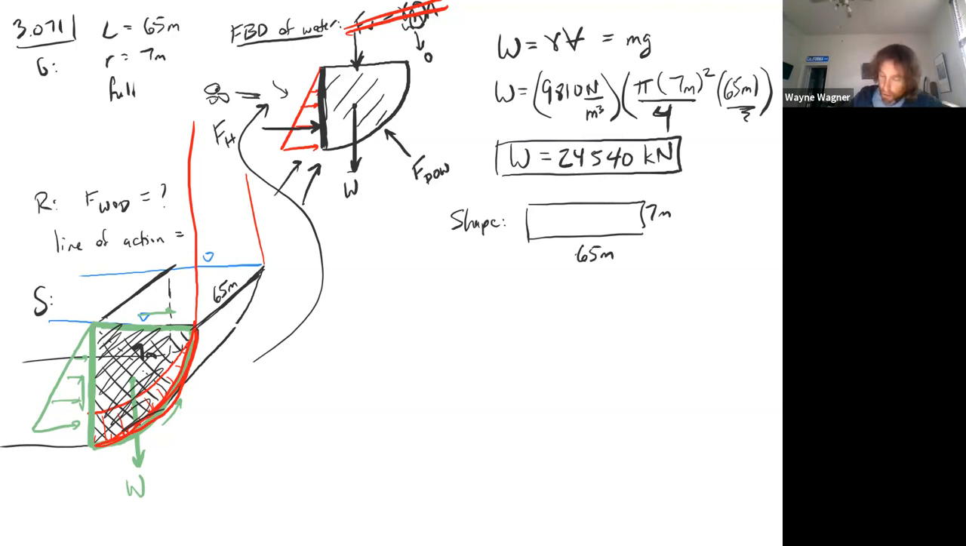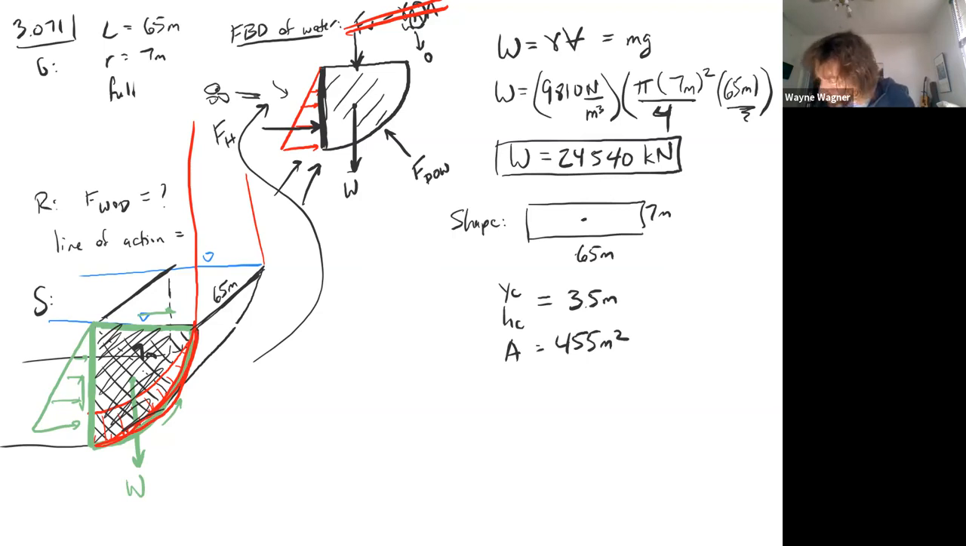I'm not going to blast through this, because the YC and the HC are the same thing. I'm just going to do that once. That's halfway down, so that's 3.5 meters. The area is just 7 times 65. What's that, 455? I'll go ahead and check myself on a calculator here, because if this were a test, I wouldn't want to miss those points.